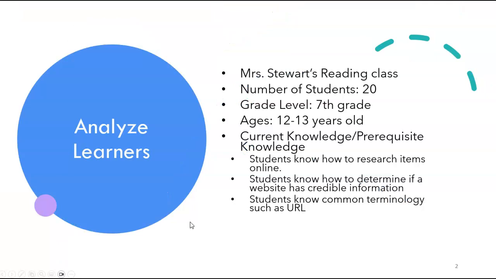To start off, we need to analyze our learners. For our copyright lesson, we are working with Mrs. Stewart's reading class. The number of students in her class is 20, and they're 7th grade, which means that they're 12 to 13 years old. Current knowledge or prerequisite knowledge for this lesson: the students know how to research items online. Students know how to determine if a website has credible information, and students know common terminology such as URL.